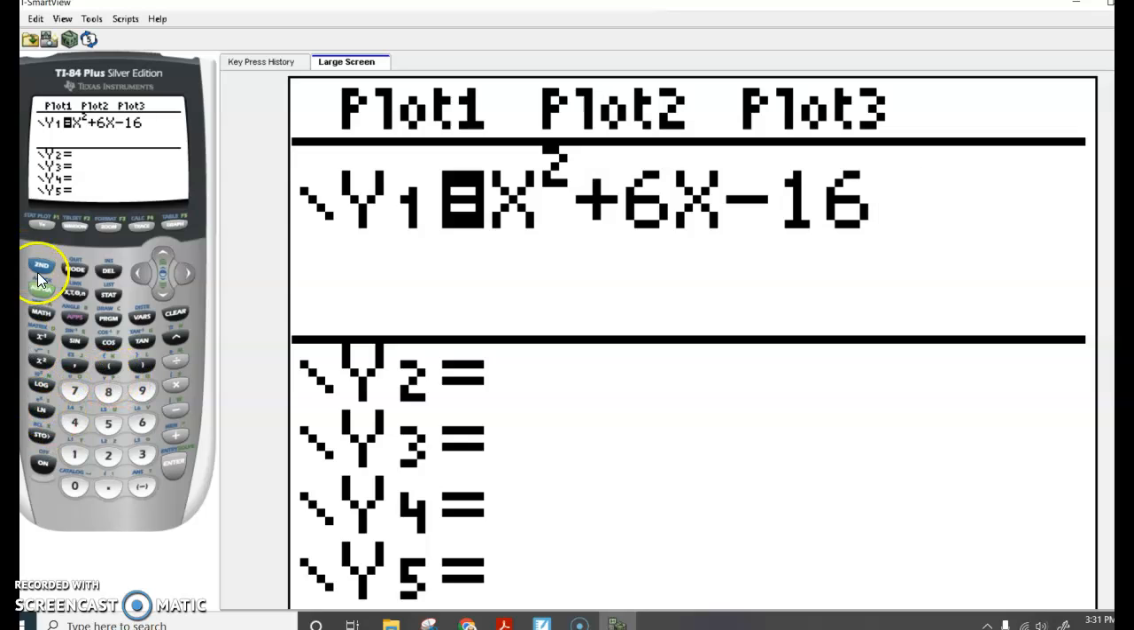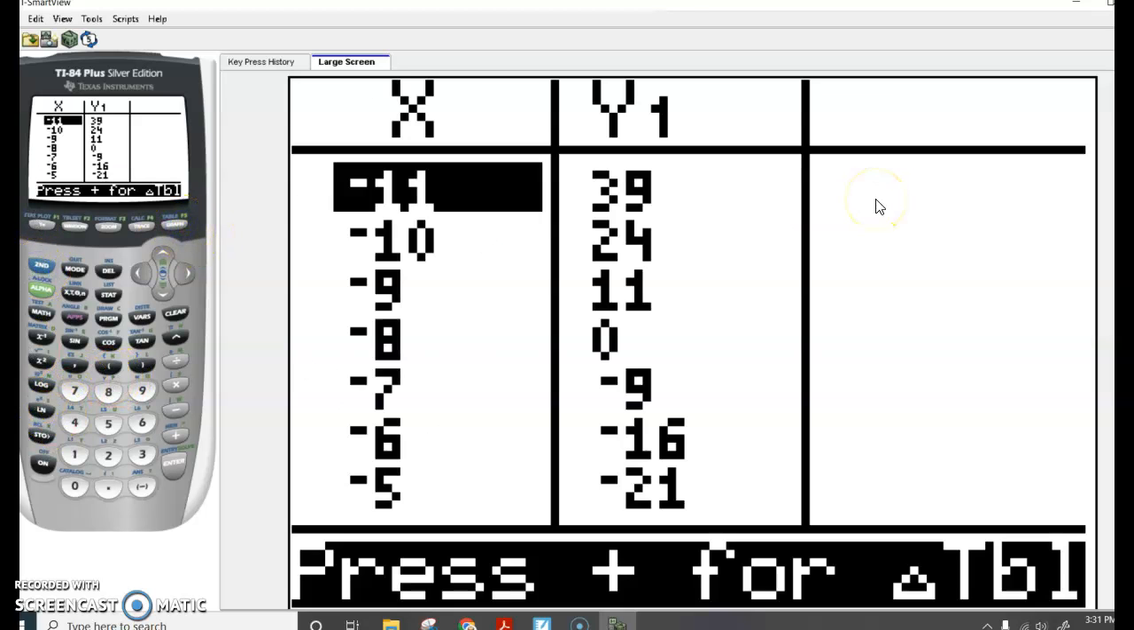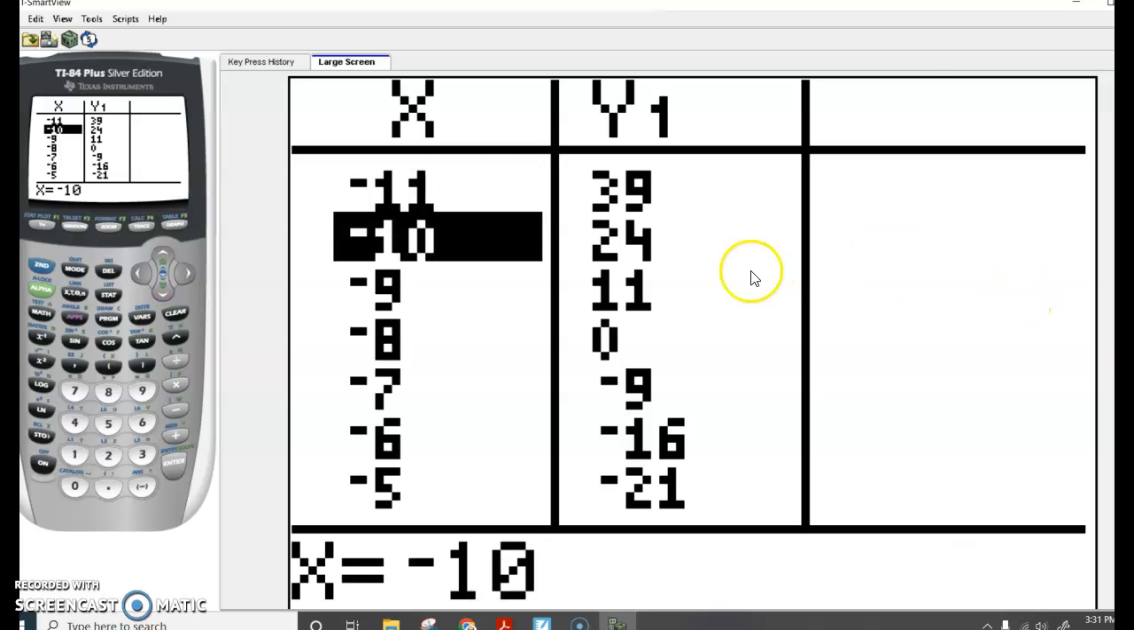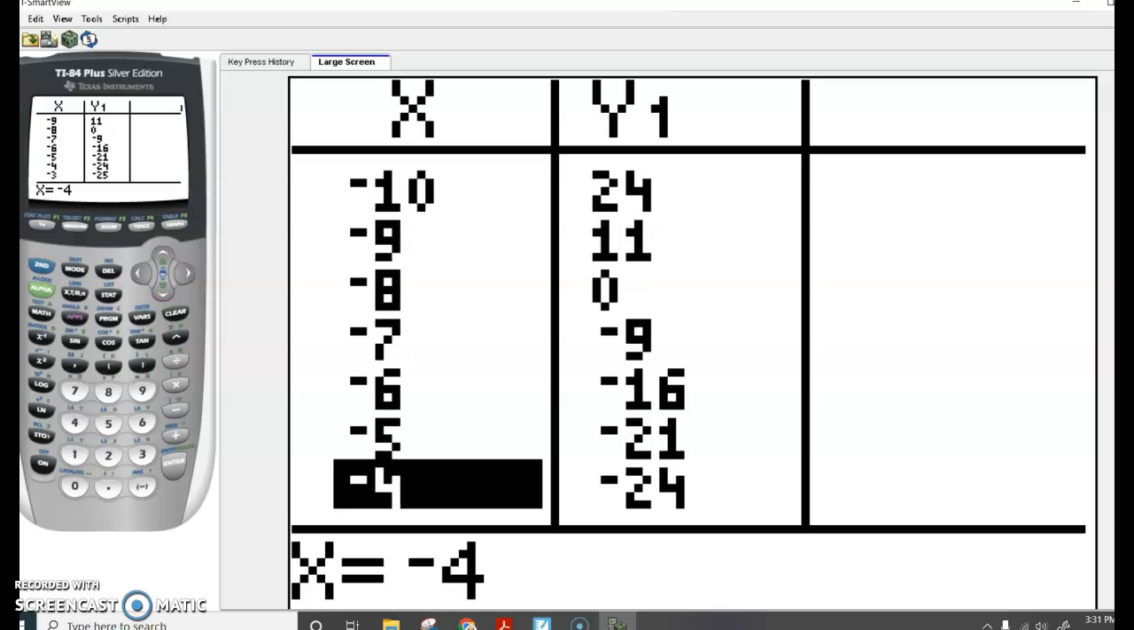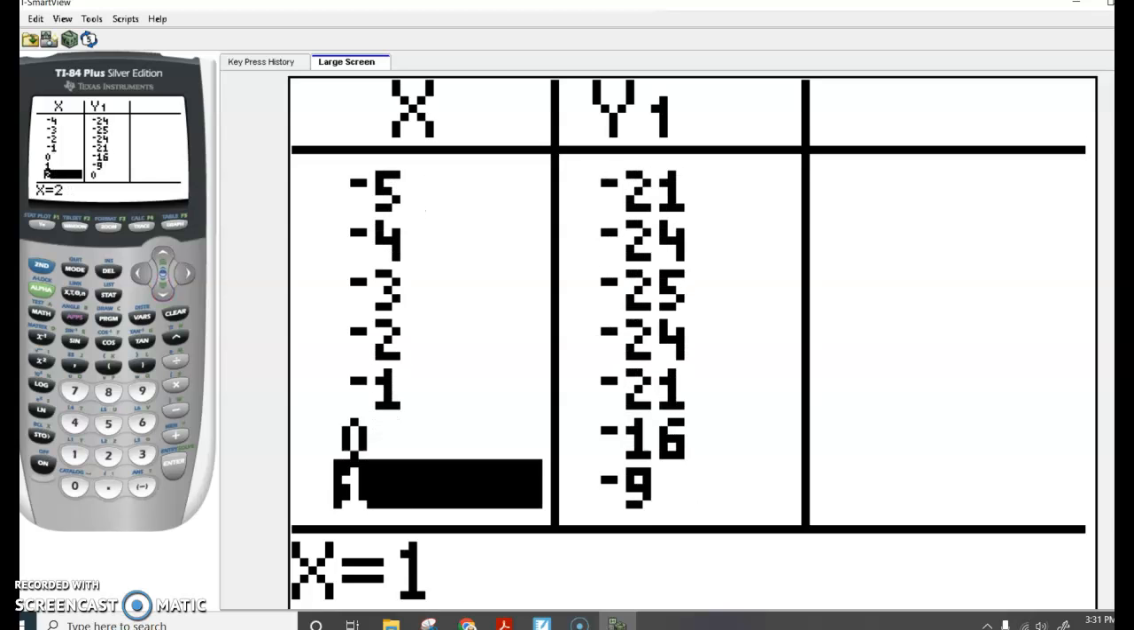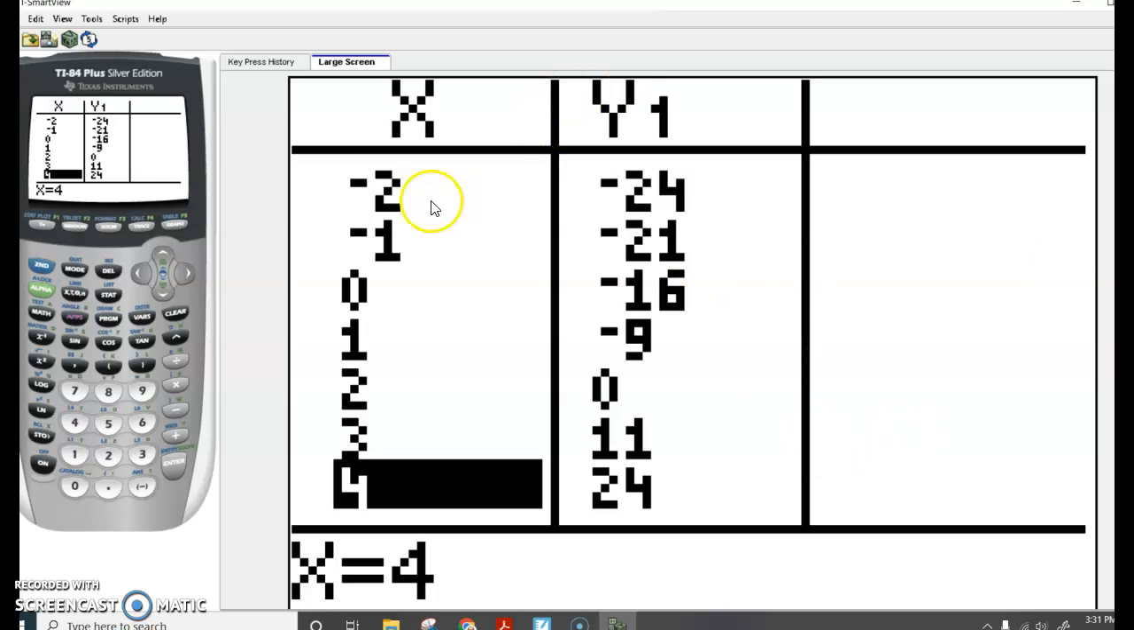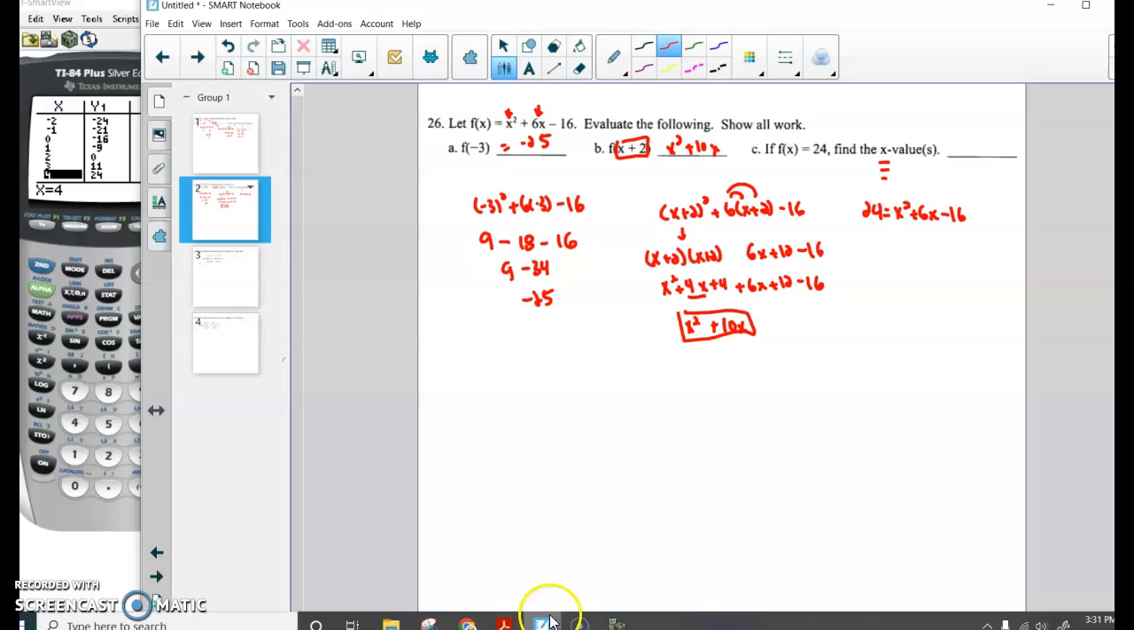And how do I get to my table? I press second and graph. And I'm going to look for those values that make that true. I'm looking for 24. So I see one right there, I do see one at negative 10. That's a good one. And I want to find another one. I'm looking for positive 24. Negative 10 and 4. So if I look at these values, I got 4 to be one of those x values that get you 24, and the other one was at negative 10. So I would say that x equals 4 and x equals negative 10. Or you could say it all together: x equals 4 and negative 10.